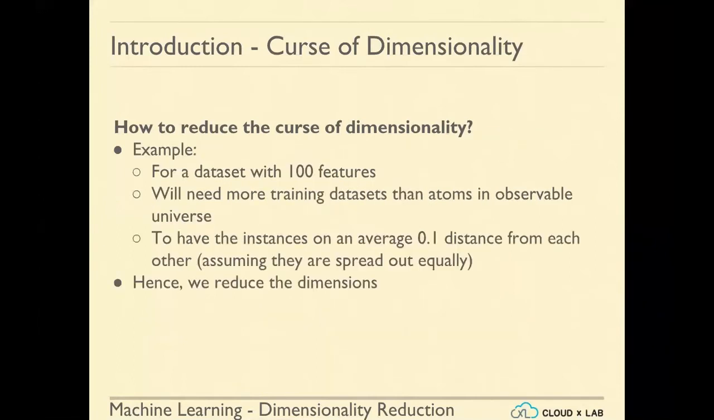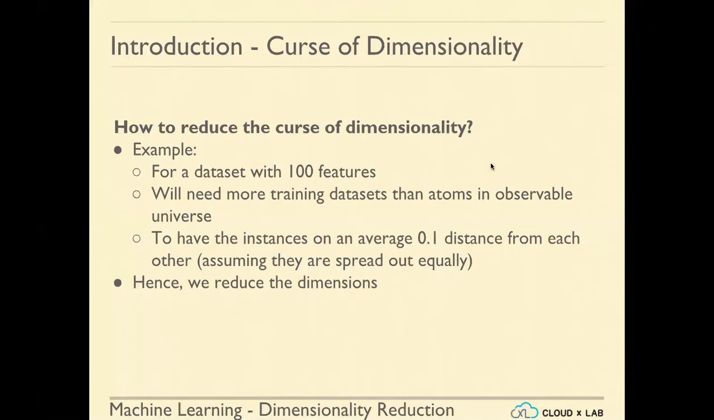For example, a data set with 100 features will need more training instances than atoms in the observable universe to have the instances on average 0.1 distance from each other. So hence we reduce the dimensions. Basically, if the number of features is say 100, and we want the data points to be within say 0.1 distance of each other, in that case, you will require more instances than atoms in the universe.